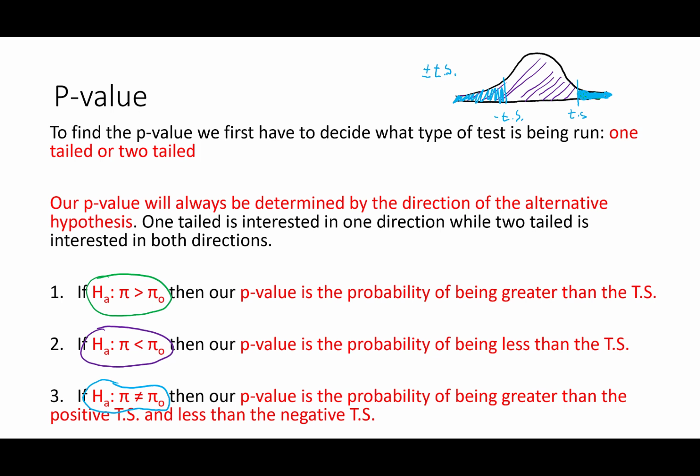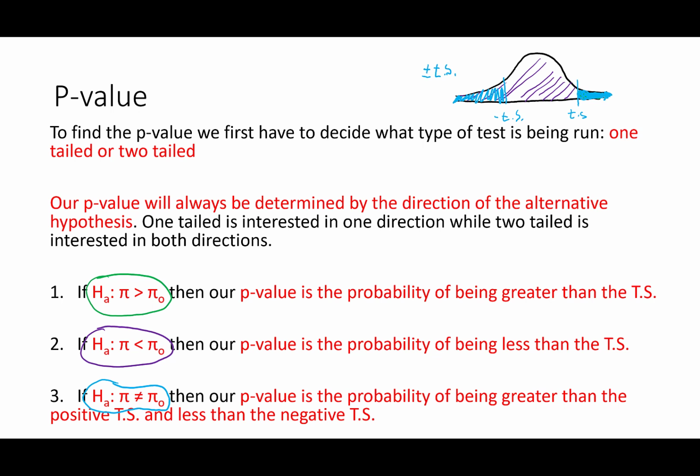We don't care if it's bigger. We don't care if it's smaller. We just care that it's different. So because of that, we're going to look at two sides of our graph. A one-tailed test is if we look at one side of our graph, like we did for greater than and we did for less than. Two-tailed is when we have a does not equal to HA.